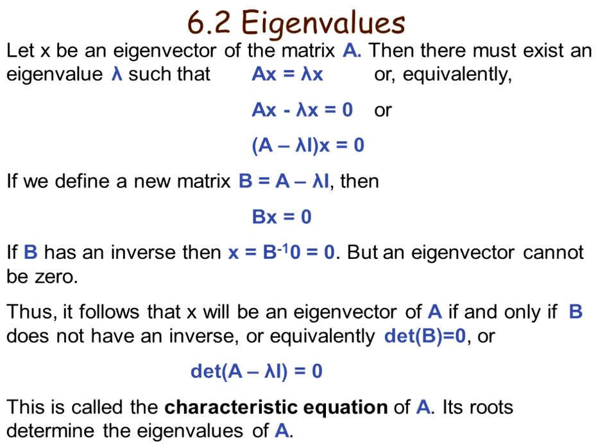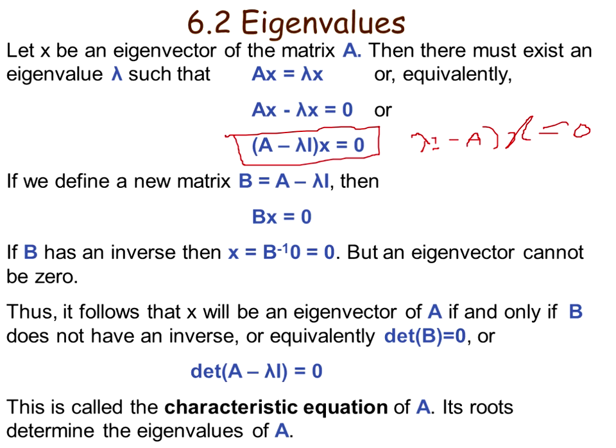Let x be an eigenvector of the matrix A, then there must exist an eigenvalue lambda such that Ax is equal to lambda x. So this is the equation of the eigenvalue. A minus lambda I x is equal to 0, or sometimes I write lambda I minus A into x is equal to 0. Because I don't have a mouse, it is difficult to write.